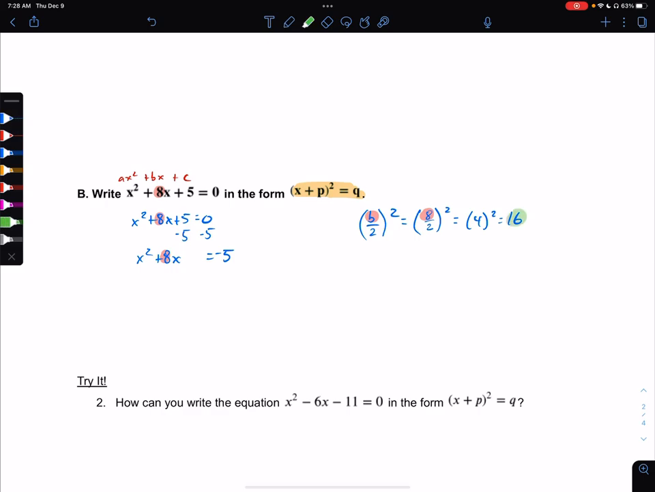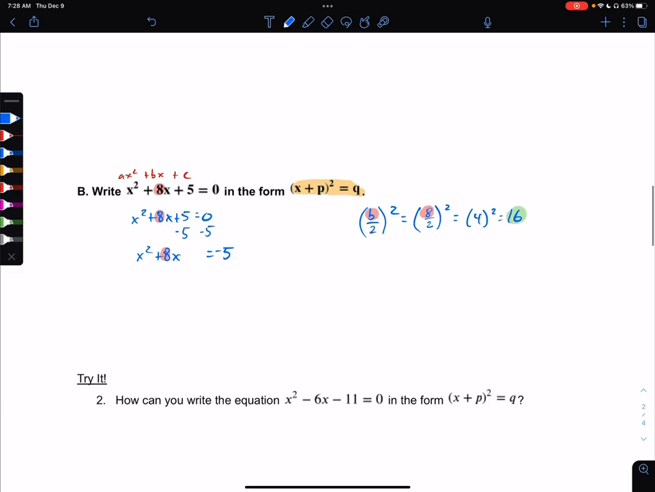Now this 16 is what we're going to add to each side of our equation. Okay, and that 16 comes from there. We add it to both sides, right, because it's an equation and it needs to remain balanced. So whatever we do to one side, we do to the other. And now, if you look at the left side, x squared plus 8x plus 16, we have a perfect square trinomial. Because the factors of 16 that add up to 8 are x plus 4 and x plus 4. So I can rewrite that.